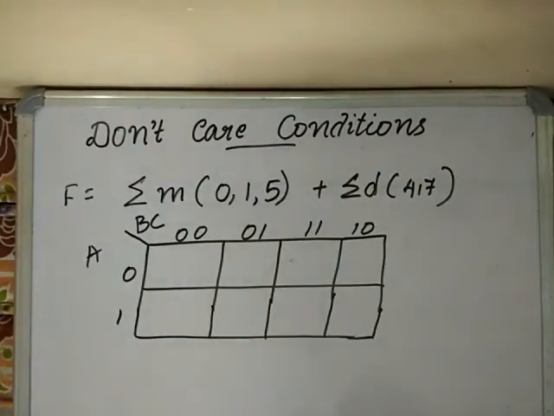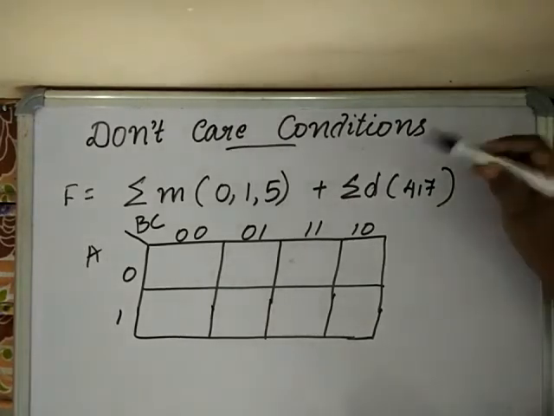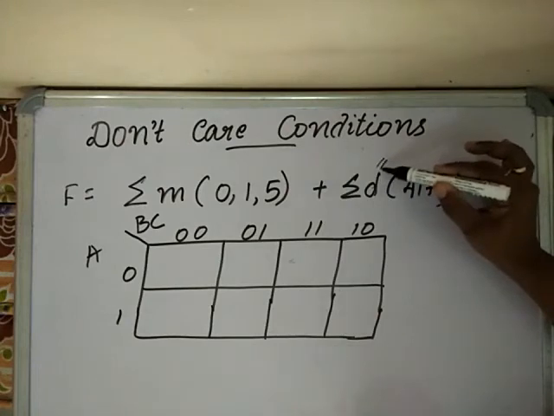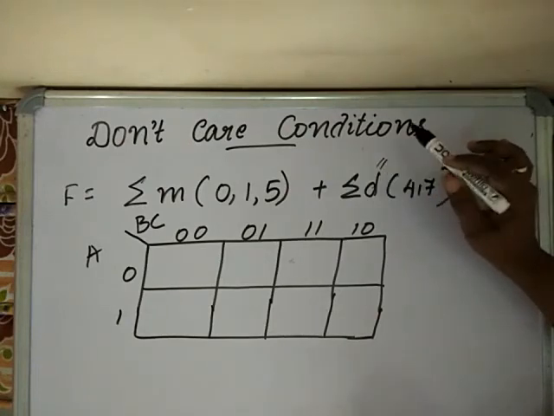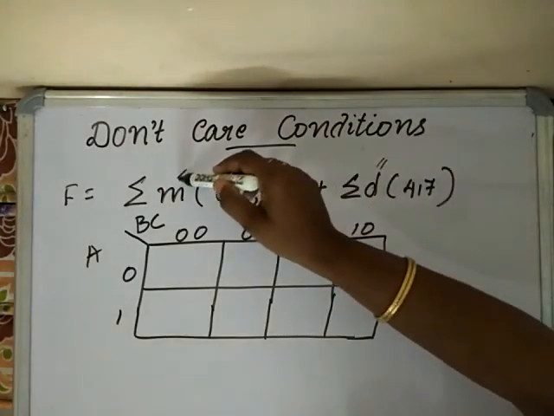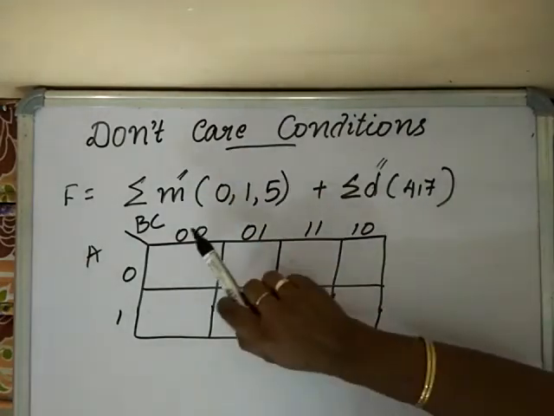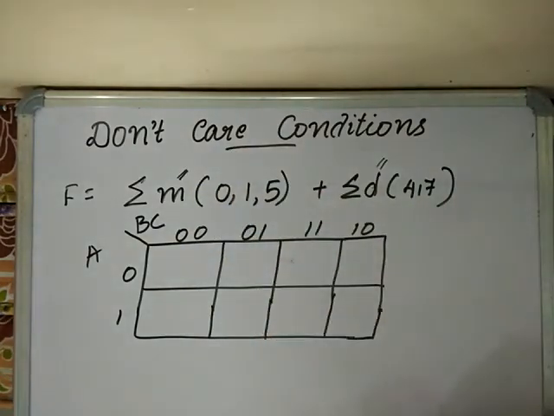Consider one example: f equals sigma m(0, 1, 5) plus sigma d(4, 7). Here d represents the don't care conditions and m represents the min terms. So there are three min terms, 0, 1, 5, and two don't care conditions, 4 and 7.